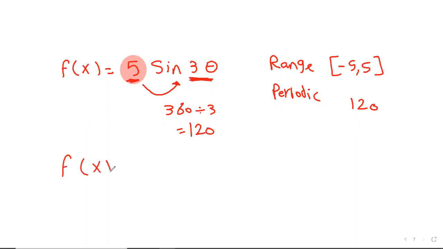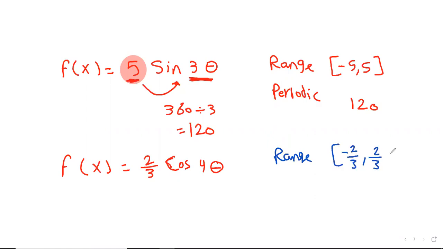Andrew, f of x equals 2/3 cosine 4 theta. What is the range of this function? -2/3 and 2/3. Right, -2/3 and 2/3. And this function is a periodic function, Yusuf, and its period. You will divide 360 by what? By 4 equals what? 45. Did you get it? Sorry, 90.